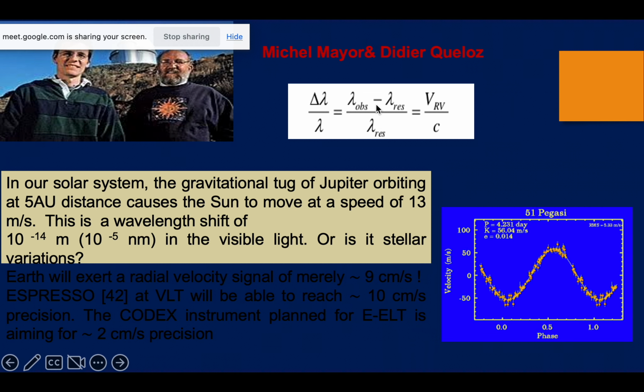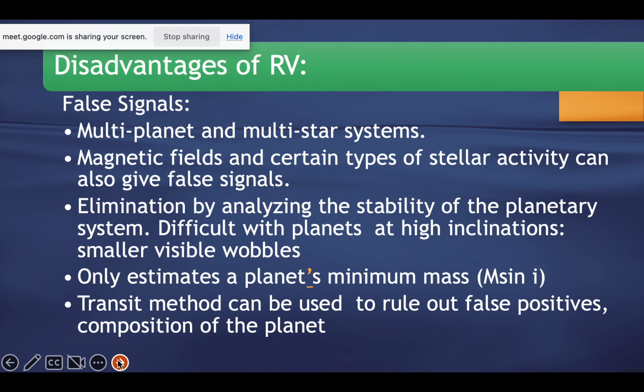And you can actually measure this. The radial velocity divided by c is equal to delta lambda by lambda, and therefore you need a very good resolution for your spectrograph so that you can actually observe this, right?